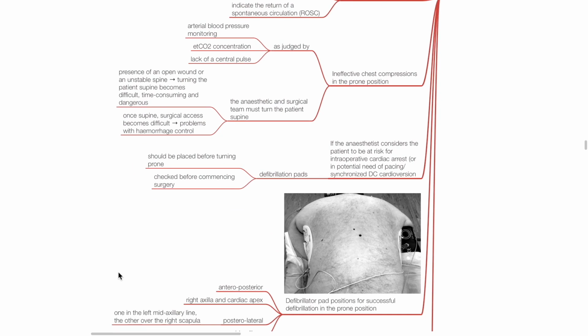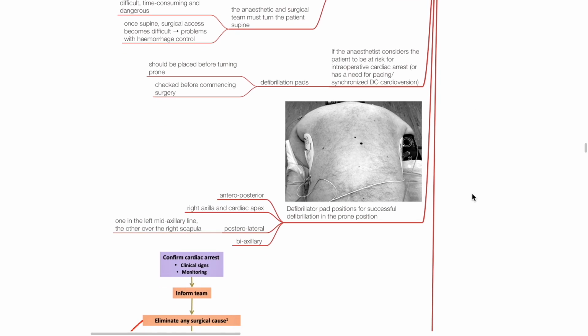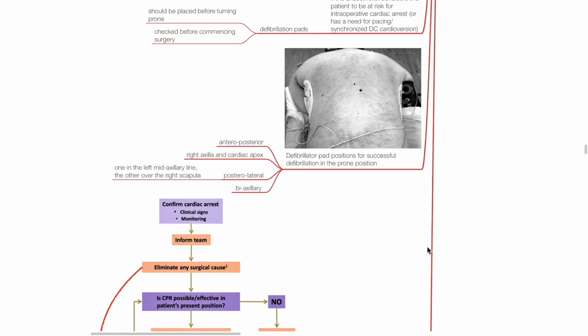If the anesthetist considers the patient to be at risk of intraoperative cardiac arrest or has a need for pacing or synchronized DC cardioversion, defibrillation pads should be placed prior to turning prone and be checked before commencing surgery. Defibrillator pad positions for successful defibrillation in the prone position include anterior-posterior, right axilla and cardiac apex, posterolateral, and biaxillary.